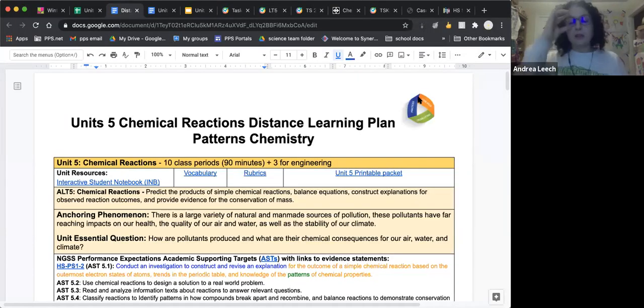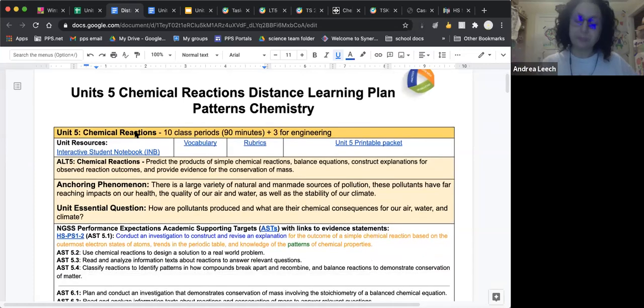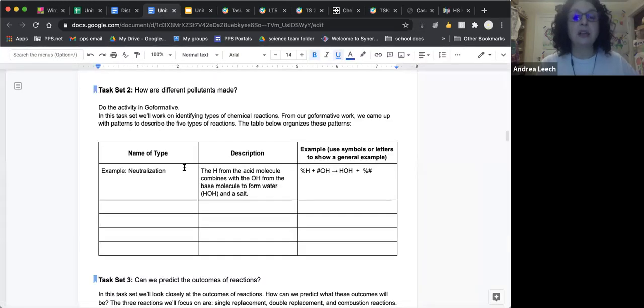Okay, so now that I've dropped the link in the chat for those of you who need it, I'll go ahead and start going through the pieces as they go in the planner. So the interactive student notebook, when you open it, it looks like this.